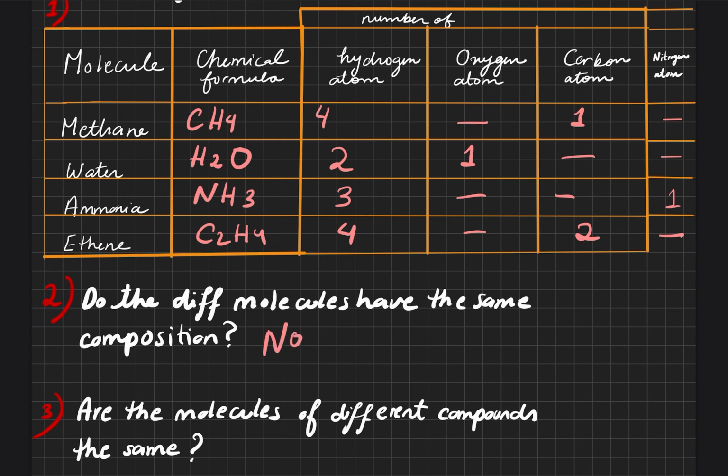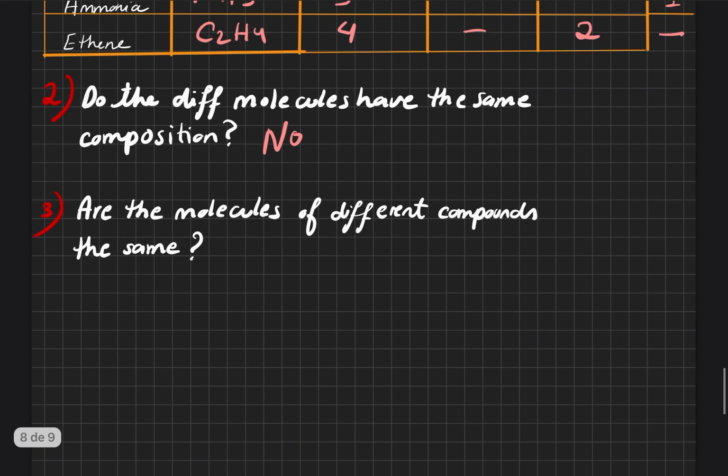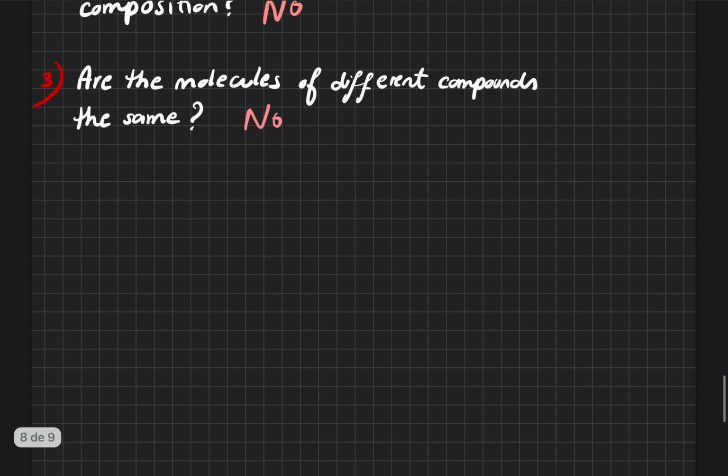So we're just going to answer no. They have different compositions. And now, are the molecules of different compounds the same? We just answered that because they have different compositions and they are different molecules, so they're not the same actually. If they're made up of different atoms, of course they're not the same. They won't behave the same, they won't look the same, and they won't be made up of the same atoms. Okay?